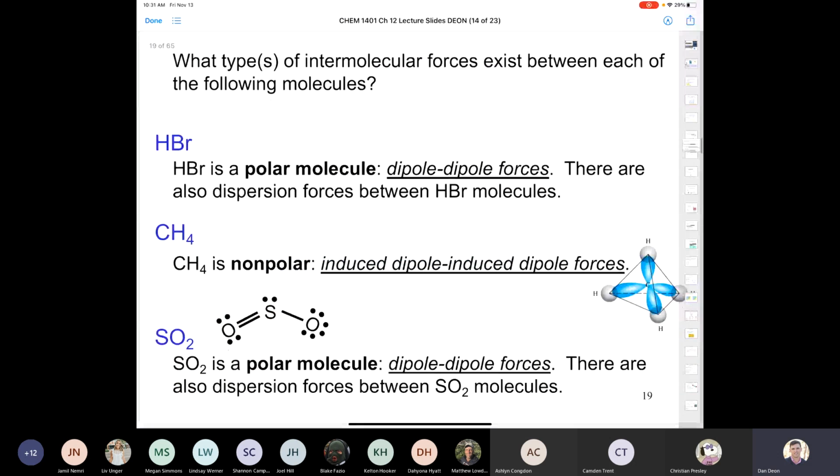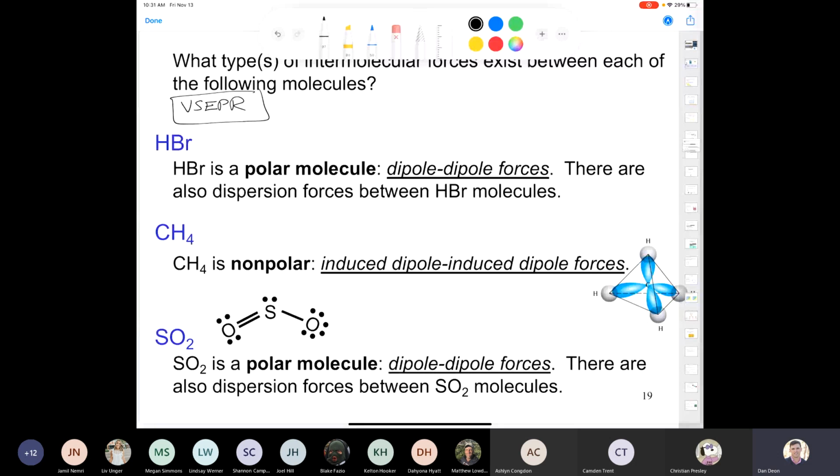What type of intermolecular forces exist between each of the following molecules? If you don't understand what's going on in this slide here, this would be a good place for you to really take a hard look at it over the weekend to make sure you understand what is going on. Because in order to master what's on this slide, you've got to be rock solid in your VSEPR. You've got to be able to draw Lewis structures, draw molecular geometries, and then determine whether a molecule is polar or not.